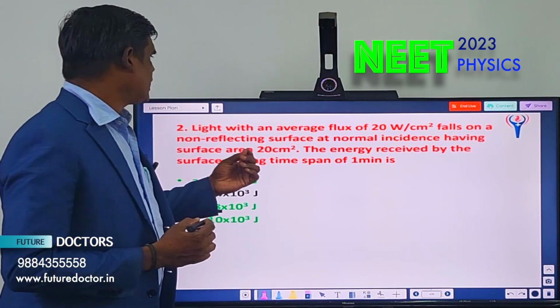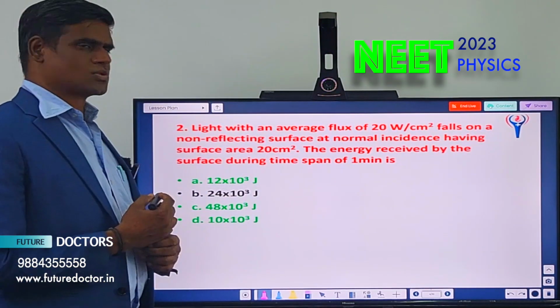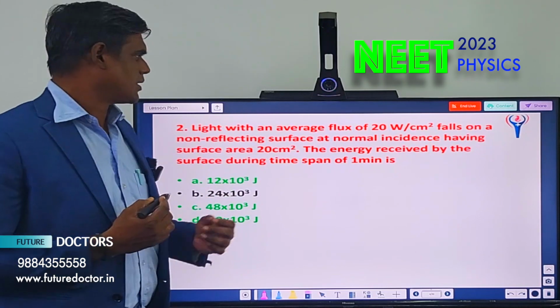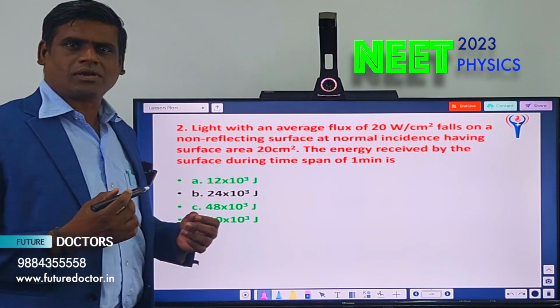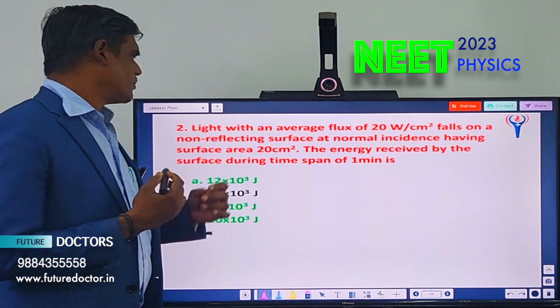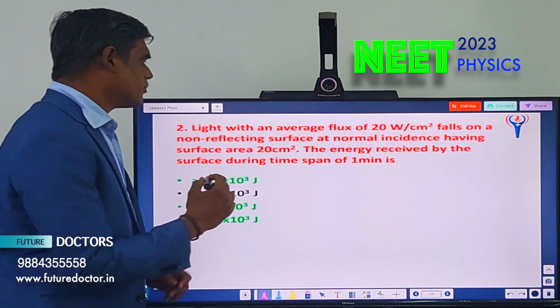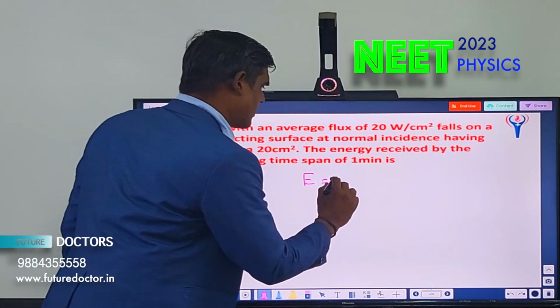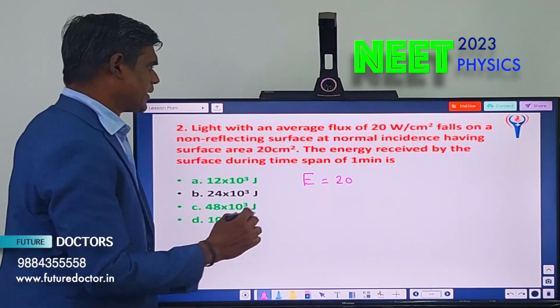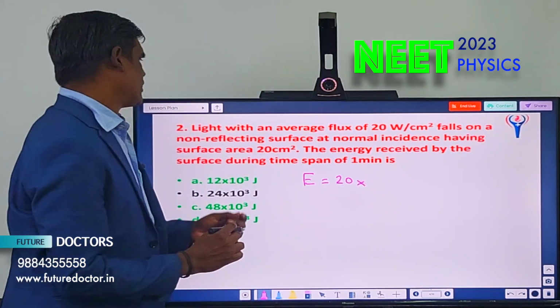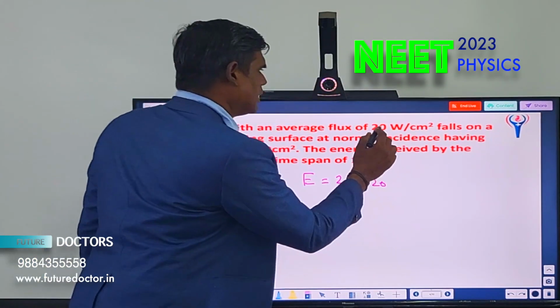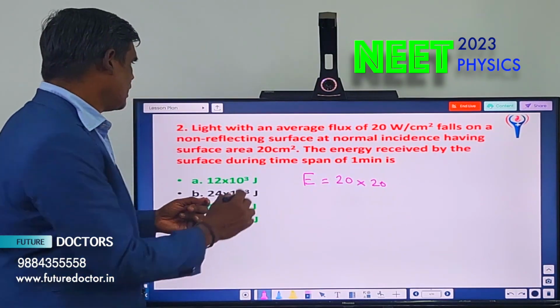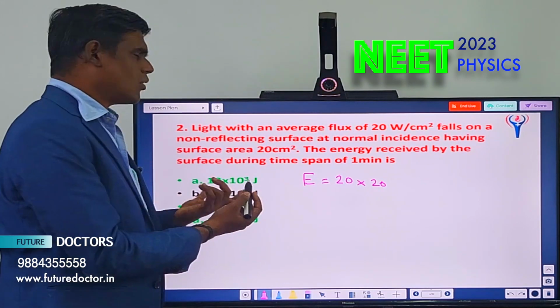Light with an average flux of 20 watt per centimeter square falls on a non-reflecting surface at normal incidence, having surface area 20 centimeter square. Find the energy received by the surface during a time span of 1 minute. Energy received equals average flux, 20 watt per centimeter square, into surface area, that also 20 centimeter square. By multiplying both, it will be the same.